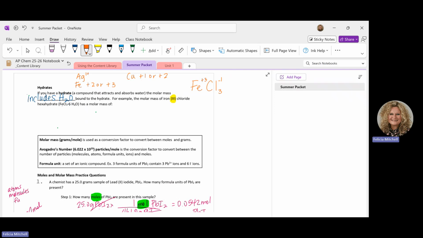Now, here, they're asking, what would the molar mass be of this guy? Well, you would just add up the grams of Fe. There's one Fe, and that is 55.85. And then there's 3 chlorines, or chlorides, because remember it's an anion, and that would be 35.45 times 3 of those. Okay, and then you've got 6 waters. And we know that water is 18.02 grams times 6. So you would just add up all of this.